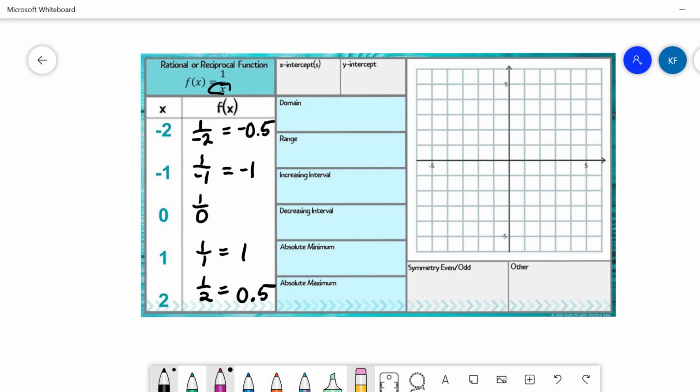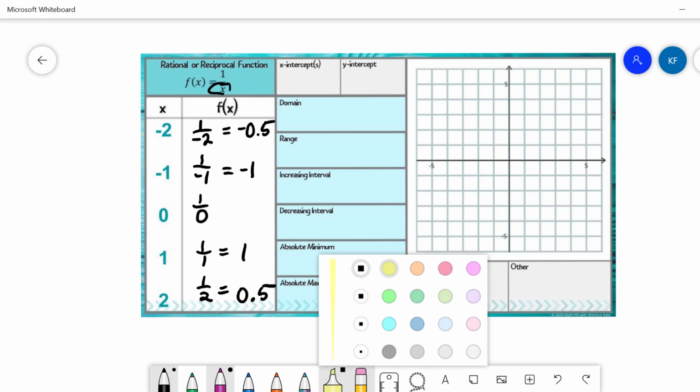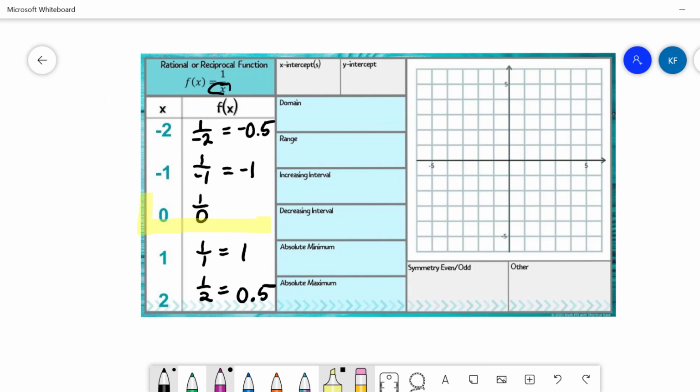So I'll let you write those down. You're evaluating the function for each of the x's. Now, as you can see, I have left, and I think I'll do it with this highlighter, I have left the 0 without any kind of value.